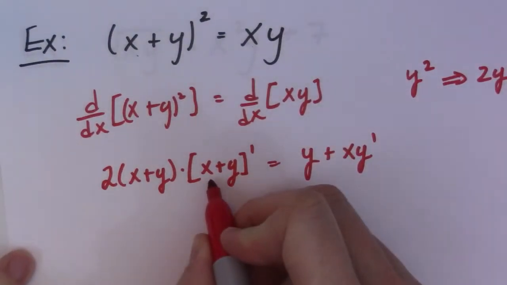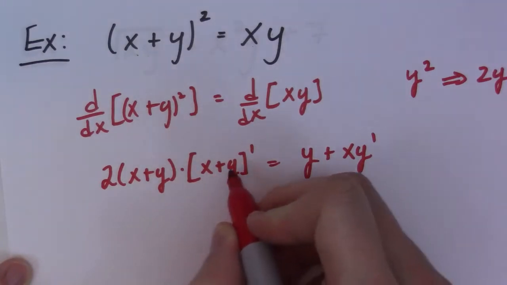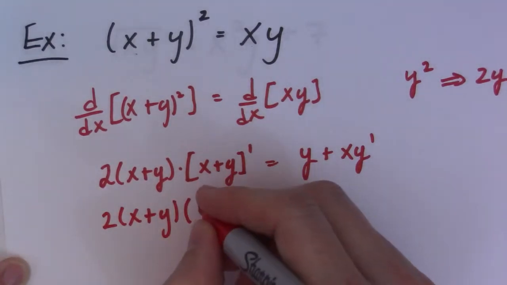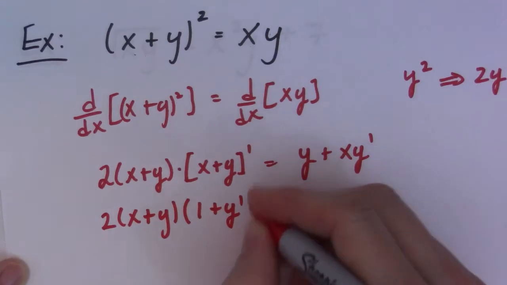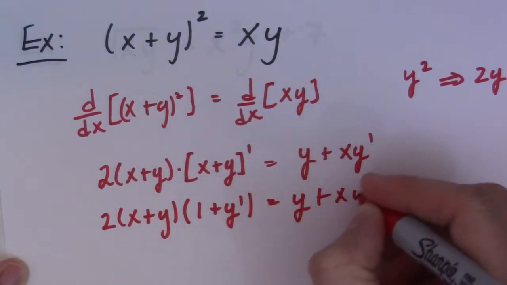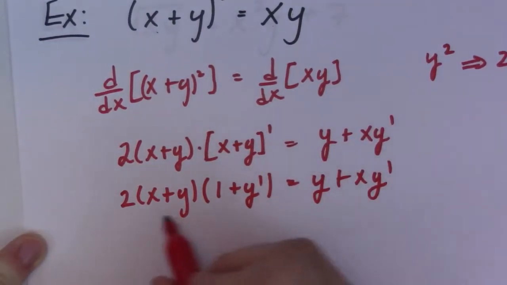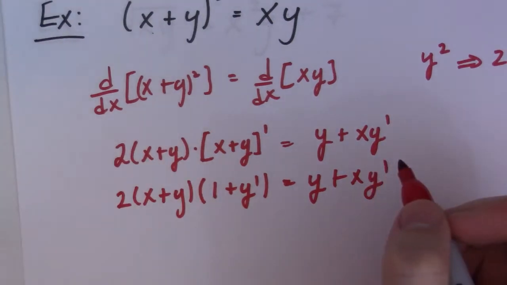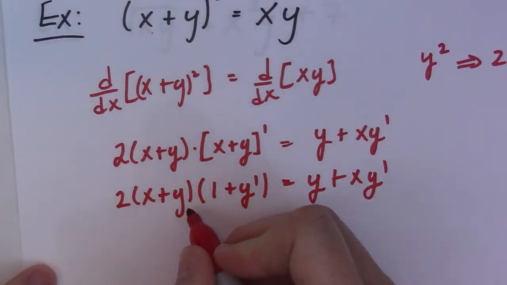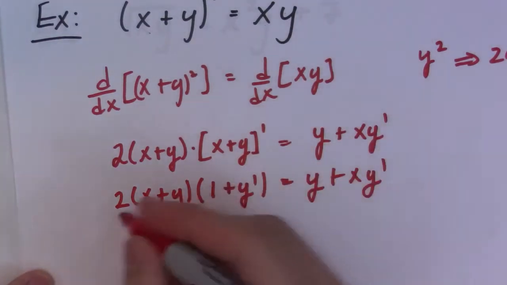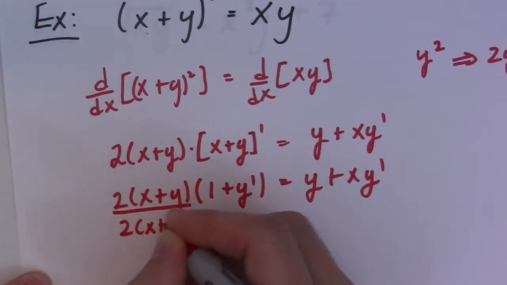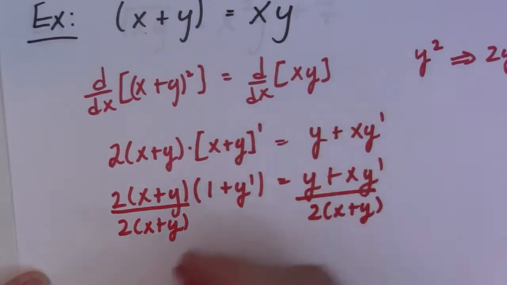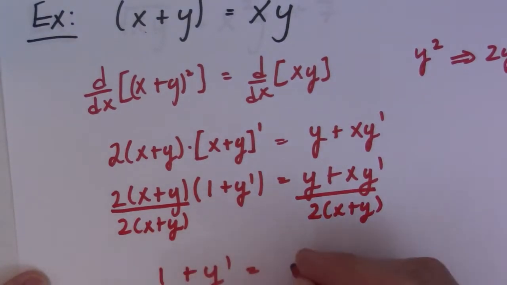Alright, so now I need to take the derivative of this guy. So the derivative of x plus y, so 2x plus... the derivative of this guy is 1 plus y prime, is equal to y plus x y prime, just like that. So now I need to kind of simplify this brackets here. I have two options. I can divide both sides by this 2x plus y. I can distribute. I'm going to divide this side by 2x plus y. Just like that. So I have 1 plus y prime.